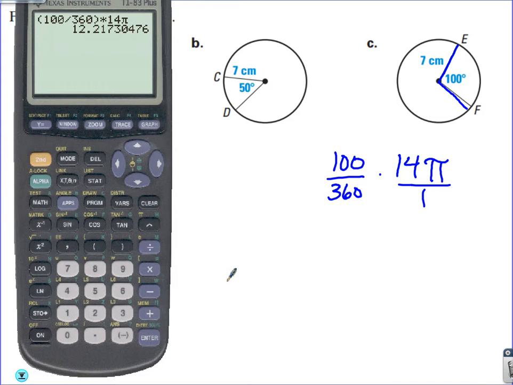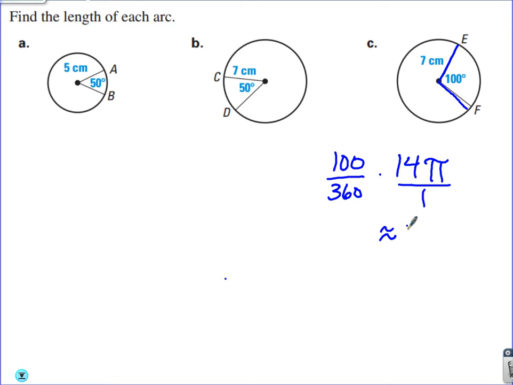12.22. So about 12.22 centimeters is the distance from E to L. That's that arc length. Okay? This is not, here, we need to know this. That is not the distance from here to here. It's the distance of that curve.